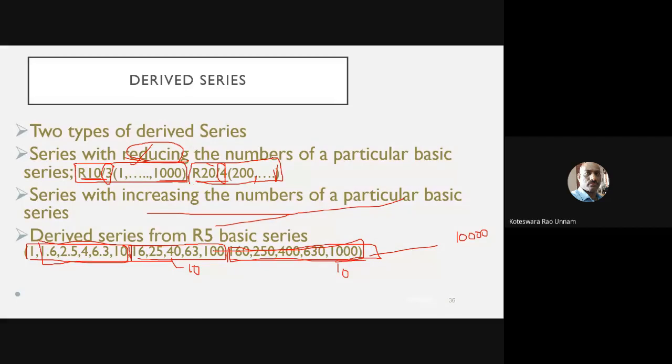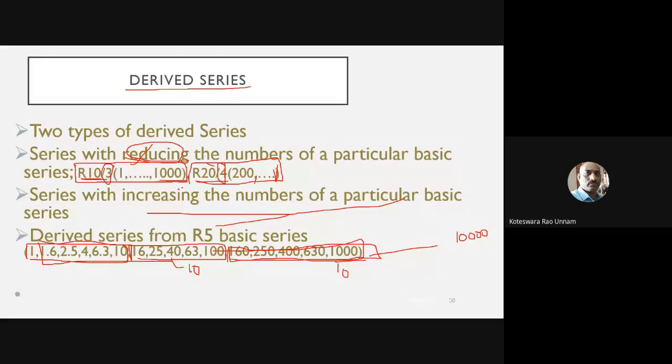So there are 5 basic series, and those 5 basic series are constructed based on the series factor. Take 1 and multiply by the series factor, and you will get the first number. Then multiply that number by the series factor successively, and you will get the remaining numbers in the series up to 10. So the lower limit is 1 and the upper limit is 10 for all the basic series. Only in the case of derived series do you have any other upper or lower limit.